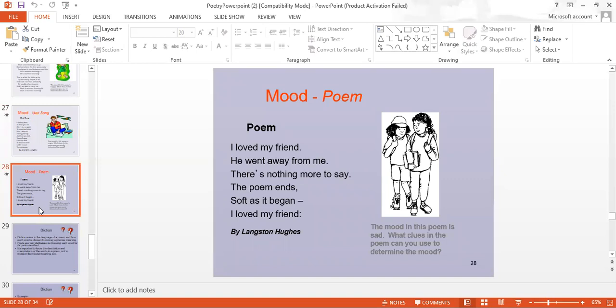So the mood in this poem is sad. I'm sure you can see that it's a very sad poem.